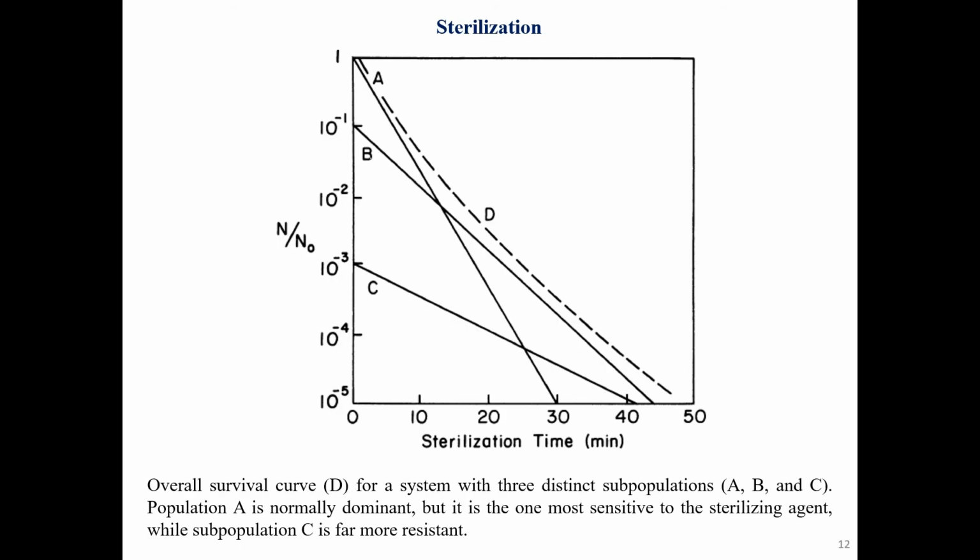So we have another graph here. It's the overall survival curve for a system with three distinct subpopulations. Population A is normally dominant.